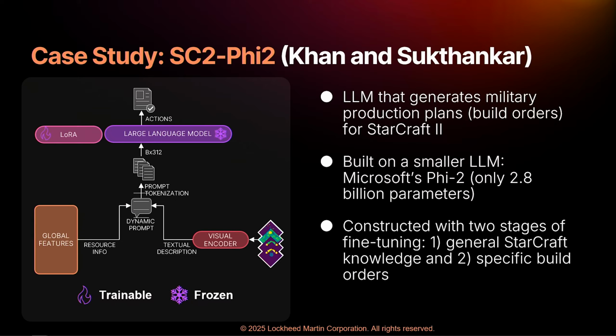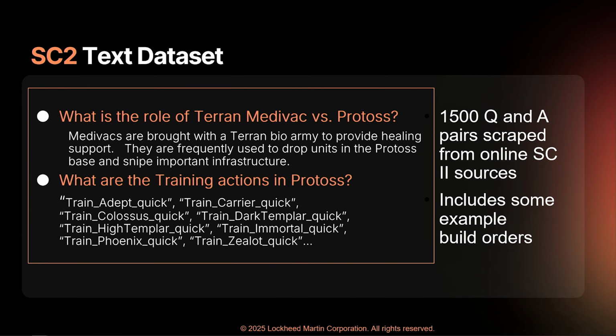One, to get the model to learn general StarCraft knowledge, and then the second to do specific build orders. So if you look at the picture of the model, the snowflake shows the frozen stuff, the large language model is just vanilla Phi2, and then everything marked with a flame is the trainable section. So probably the greatest amount of work in this project was for my PhD student to go and assemble this text data set of general StarCraft knowledge.